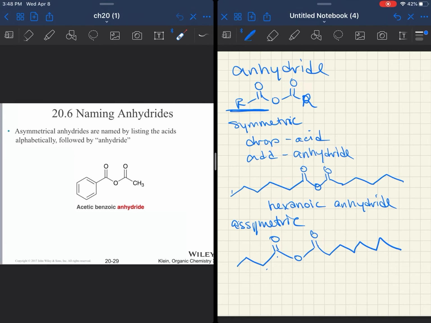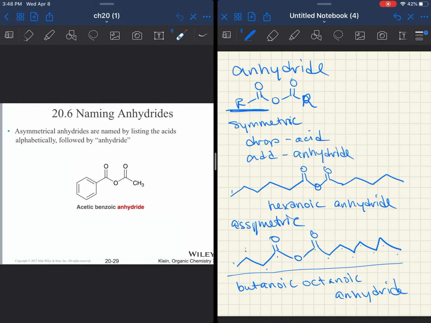All right, for another random example. On one side, we have 1, 2, 3, 4. So that's butanoic. And on the right, 1, 2, 3, 4, 5, 6, 7, 8, we have octanoic acid. So we're going to write this down alphabetically. We have butanoic, octanoic, anhydride. It's as simple as that.